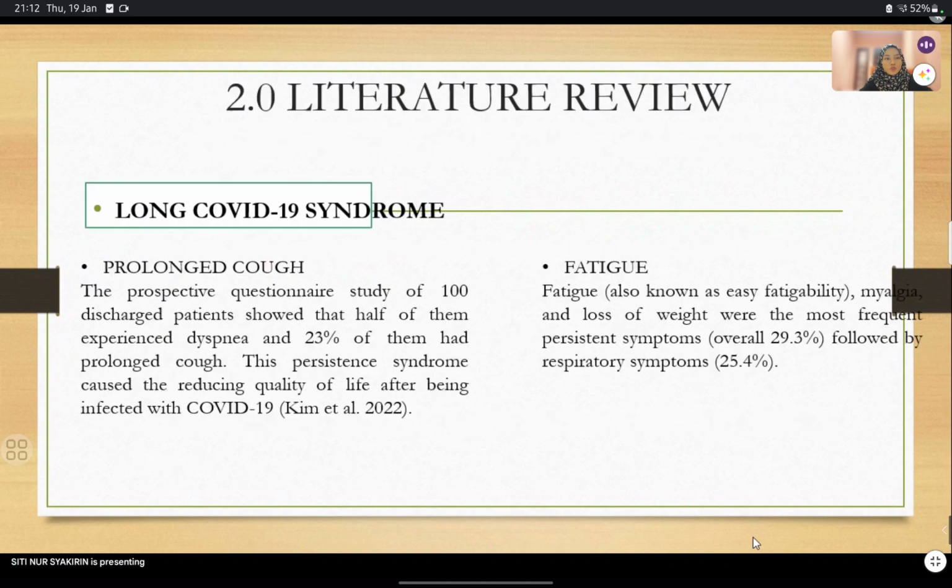So this is the literature review. Long COVID syndrome commonly comes with prolonged cough and also fatigue. These two are common in long COVID syndrome, which is associated with other symptoms, including chronic fatigue, dyspnea, and also chronic pain.